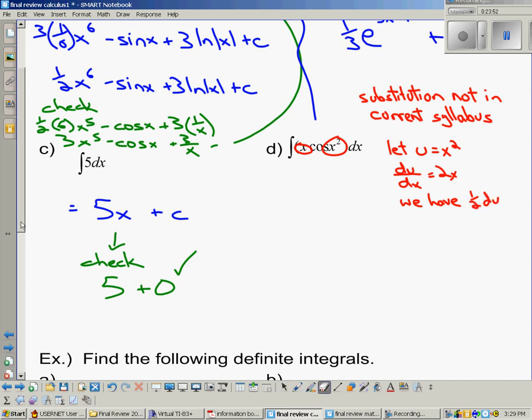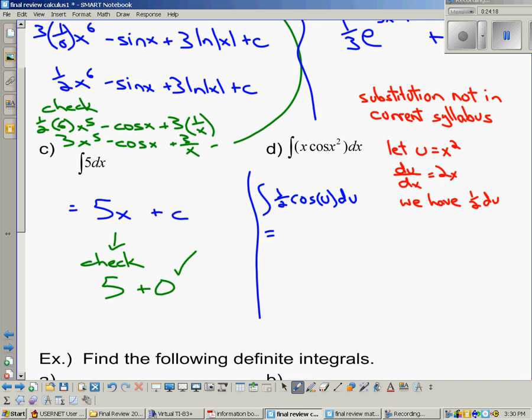So now I can just rewrite this whole expression. I've got the integral of half of a du times cos of that x squared we just called u. Okay, that looks horrible written that way. Let's just switch the order. Half cos u du.